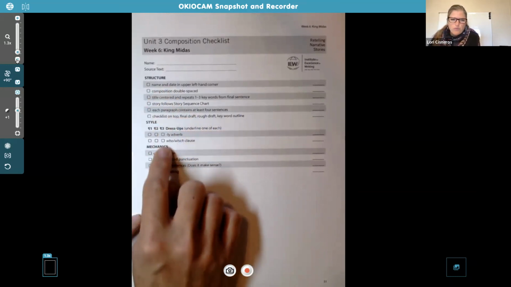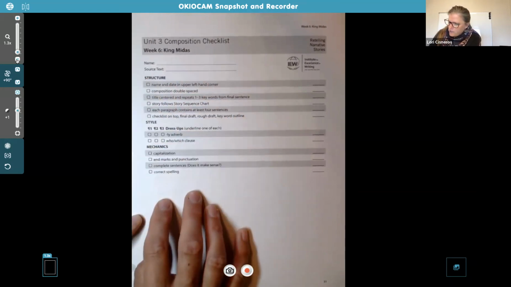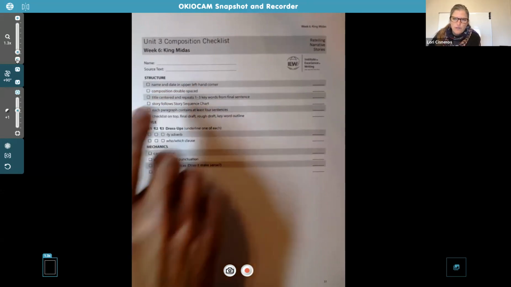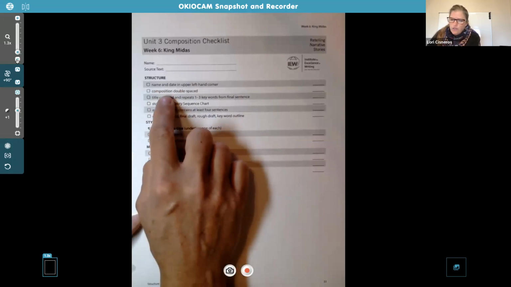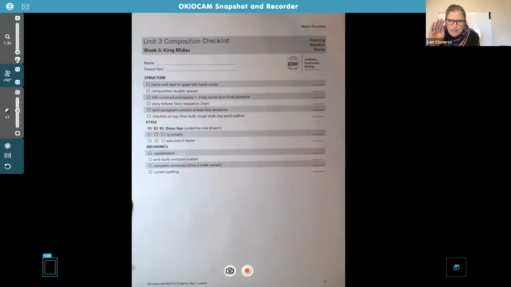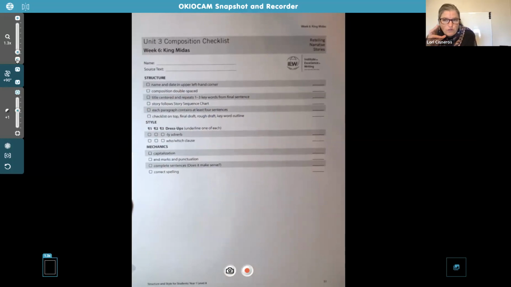Okay. So as you're writing the rest of your paragraphs, you're going to use this little checklist here. The first one says your name and date in the upper left-hand corner. We always do that when we start our paper. Yours should already be there because you already wrote the first paragraph. And remember, this one says composition double-spaced. That means you're going to skip a line when you write your story. Skip lines. Then, do you remember back when we talked about the title rules, and how you use words from your last sentence in your title, 1 to 3 words? This is a little reminder here.